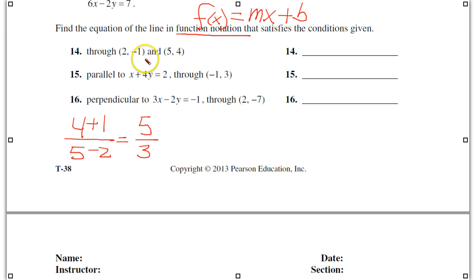And then I can use either of these points. So I'll go y minus, and we'll use this one here. A minus 1 makes this a plus 1 equals 5/3 for my slope. And then x minus 2.